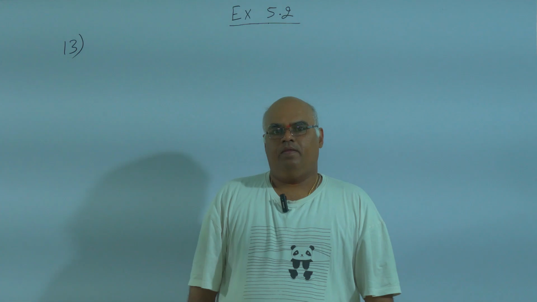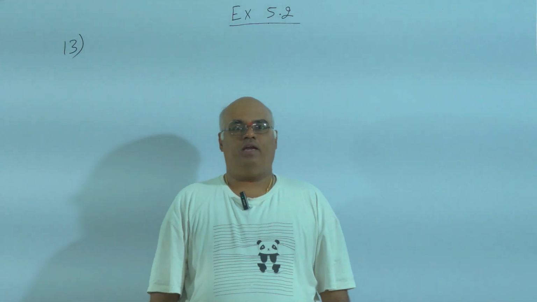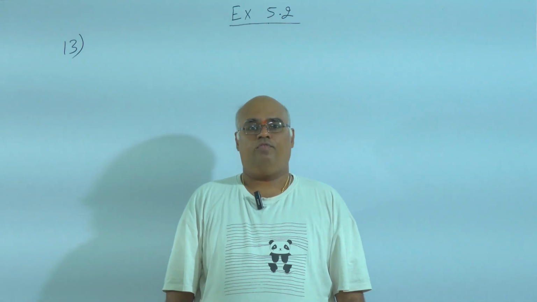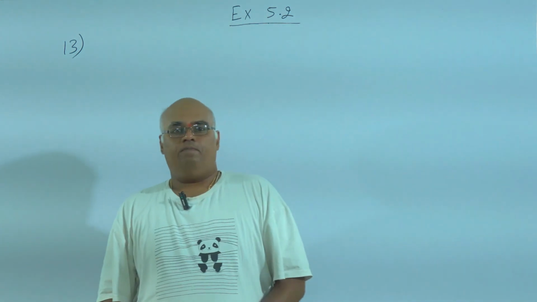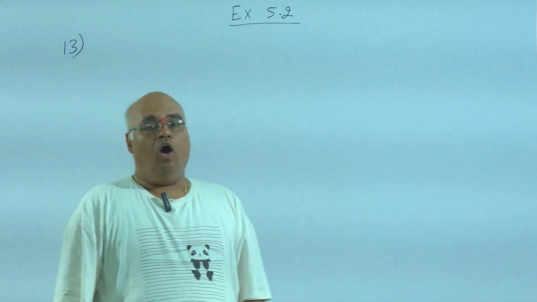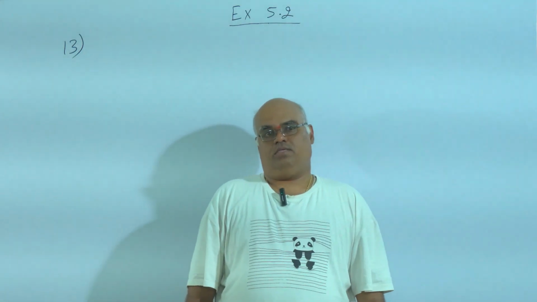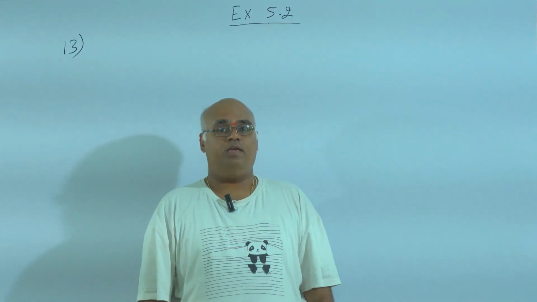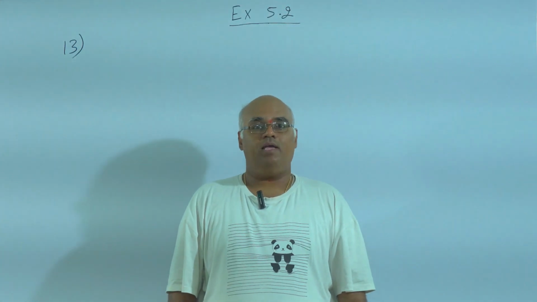Hello viewer, in this session I am going to solve the 13th and 14th problem of exercise 5.2 of the NCERT textbook. The 13th problem says: how many 3-digit numbers are divisible by 7? We have to find the number of 3-digit numbers which are divisible by 7.